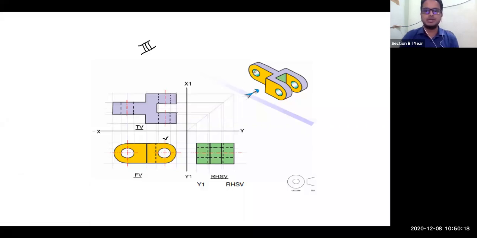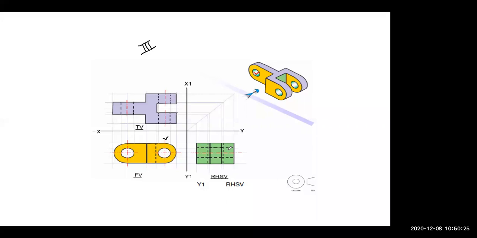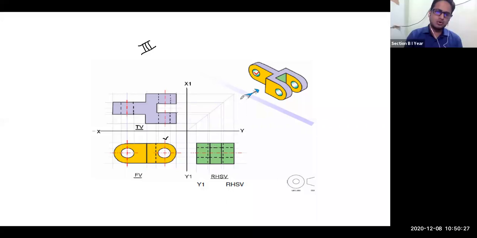Red color I am using. You are asking about this hole in right hand side view. Where is that hole? I hope this is your question. So if you are looking from this side, your hole is coming at this location. This is the hole in front view. This is that hole in your top view.